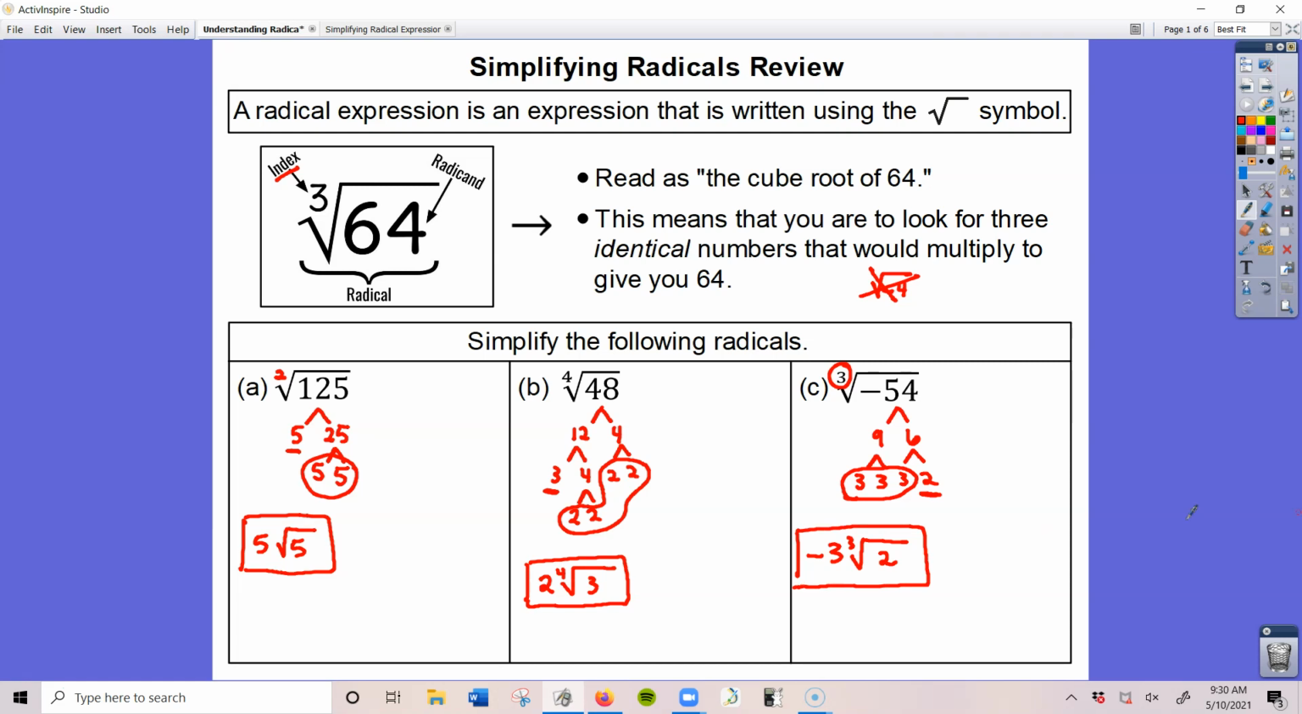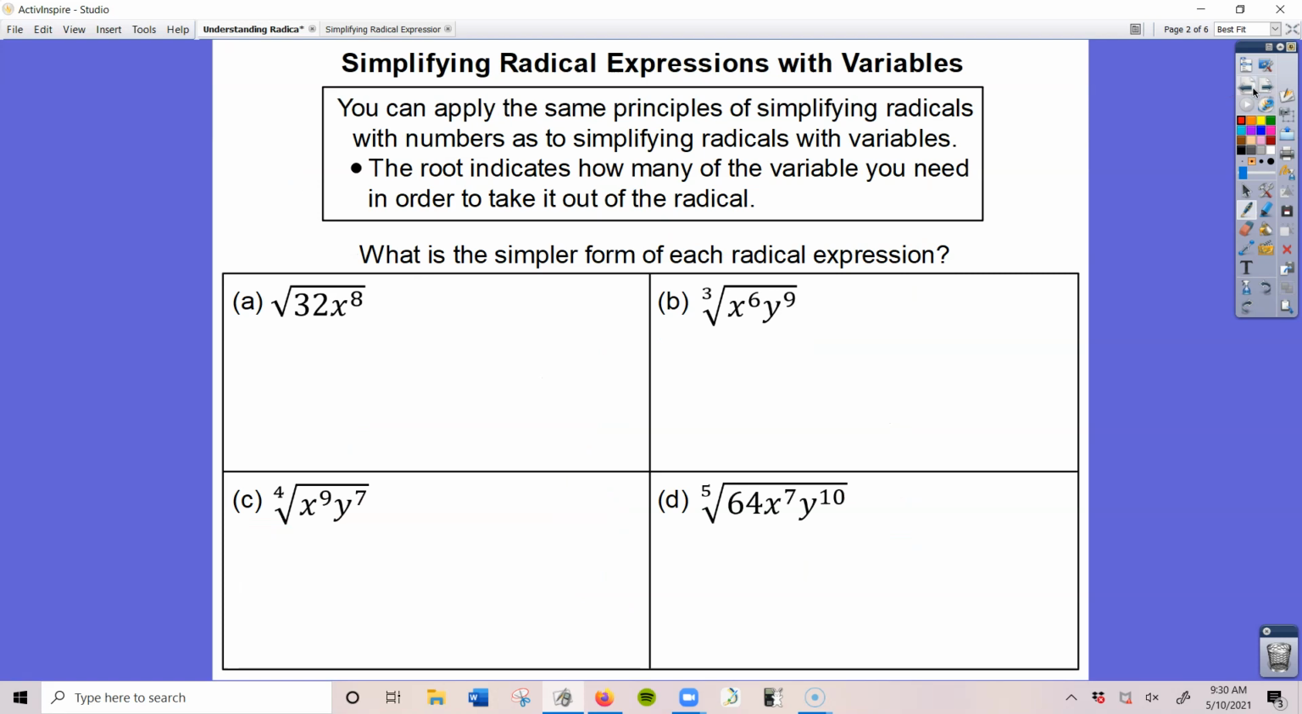Now let's try simplifying again, but when we have some variables. We're going to simplify all of these radicals, keeping in mind the index that's given. Remember, if no index is given, that means it's the square root, and so the index is 2. So we are looking for 2 identical numbers that would multiply to give you 32.